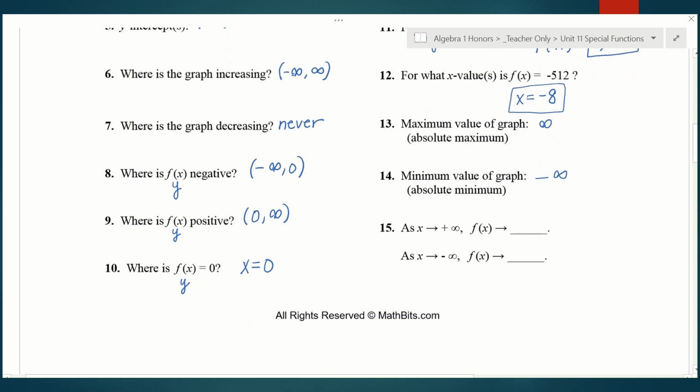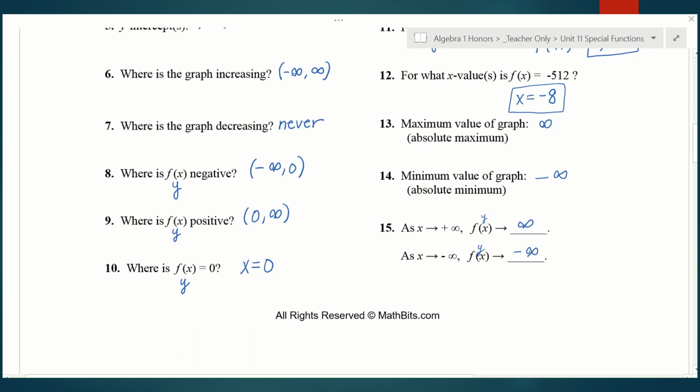And then our last questions here: as x approaches positive infinity, f of x, or y, approaches what? So as we go to the right on our graph, what happens to our y values? They increase, so they also go to infinity. But as x goes to negative infinity, so as I go left on my graph, what happens to my y values? They also go to negative infinity.